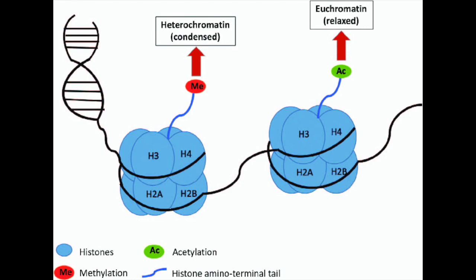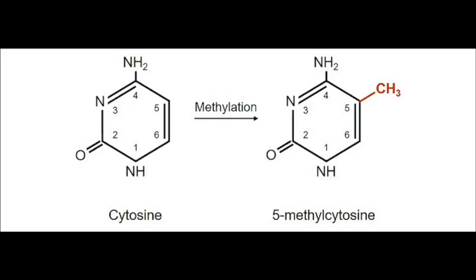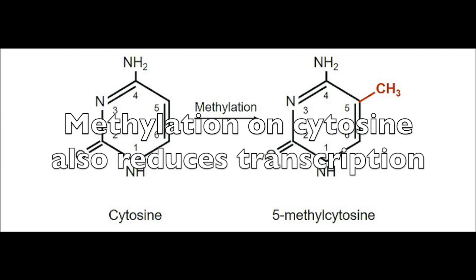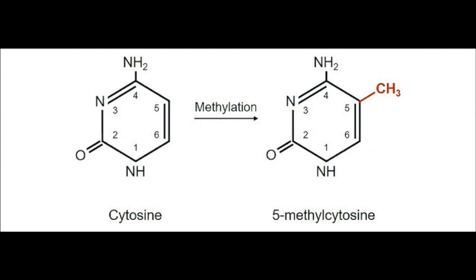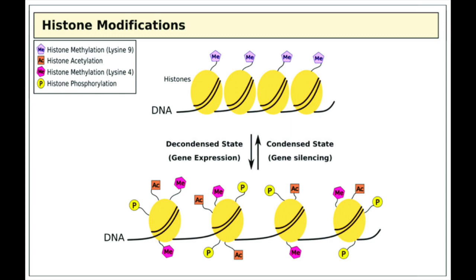Methyl groups can actually be added directly to cytosine on the DNA as well. This does a similar thing that it does to histones, causing a reduction in transcription. Fun fact, histone modification can actually be passed down from one generation to the next. That means it's actually an example of epigenetics, since it shows heritability on things not direct with the nucleotide sequence.